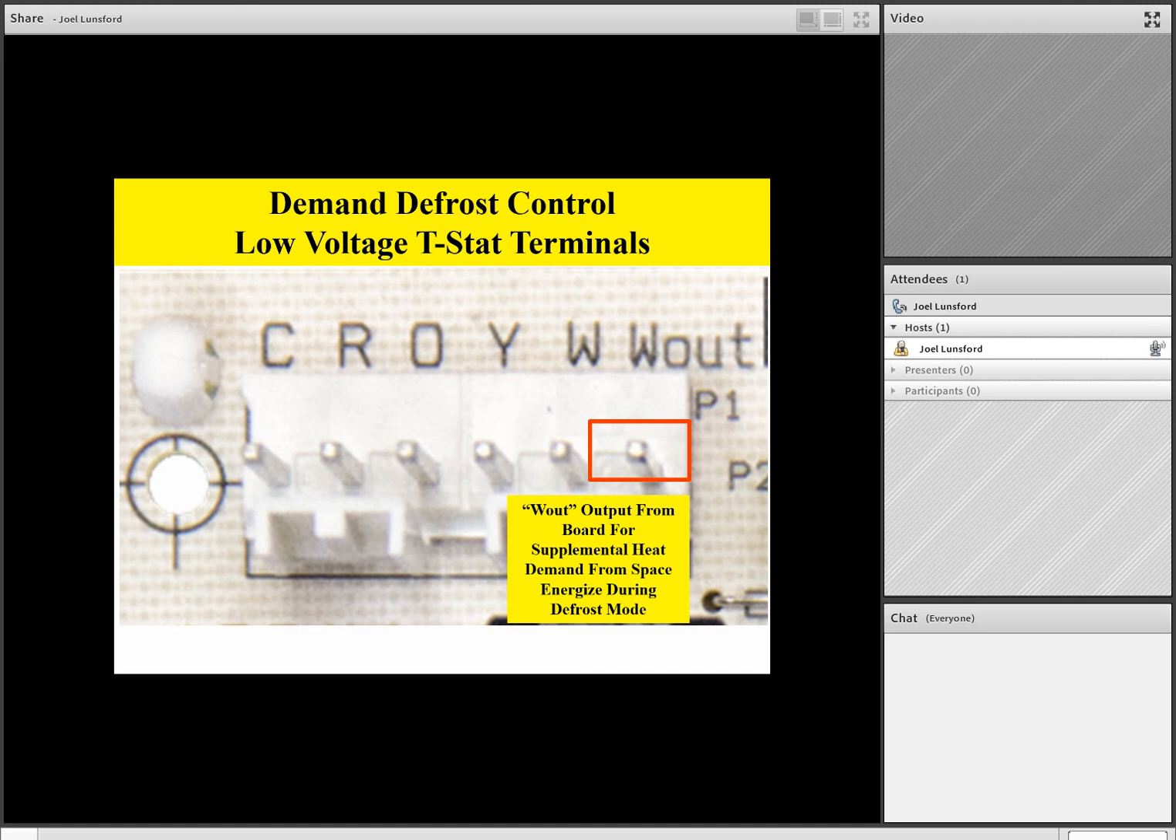It should also be noted that W out will be utilized in the defrost mode of operation to energize the auxiliary heat during defrost. So W out is a very, very important output that we remember has to be brought inside to the auxiliary heat, whether it's the heat strips on an air handler or a gas furnace, W input for auxiliary heat to energize during defrost.